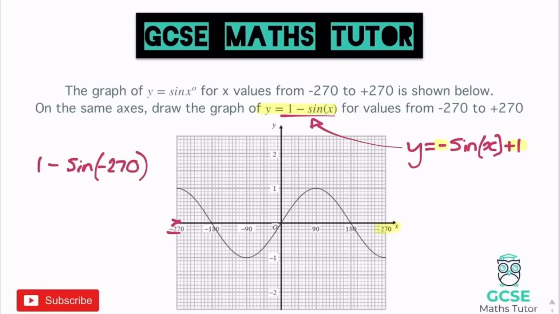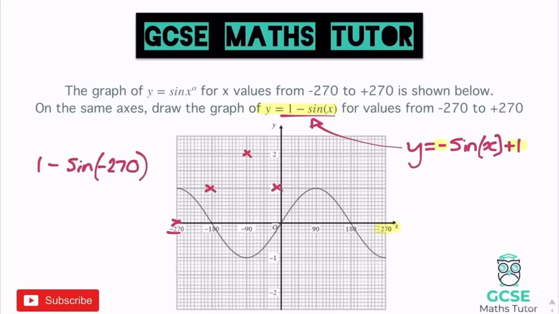Then I'm just going to change that for the negative 180. So I'm just going to put minus 180. I'm just going back into my calculator and changing that value. That gives me that value there. Back in, negative 90. There we go, and that gives me 2. So negative 90 is up here at 2. I'll put 0 in, and that gives me 1.